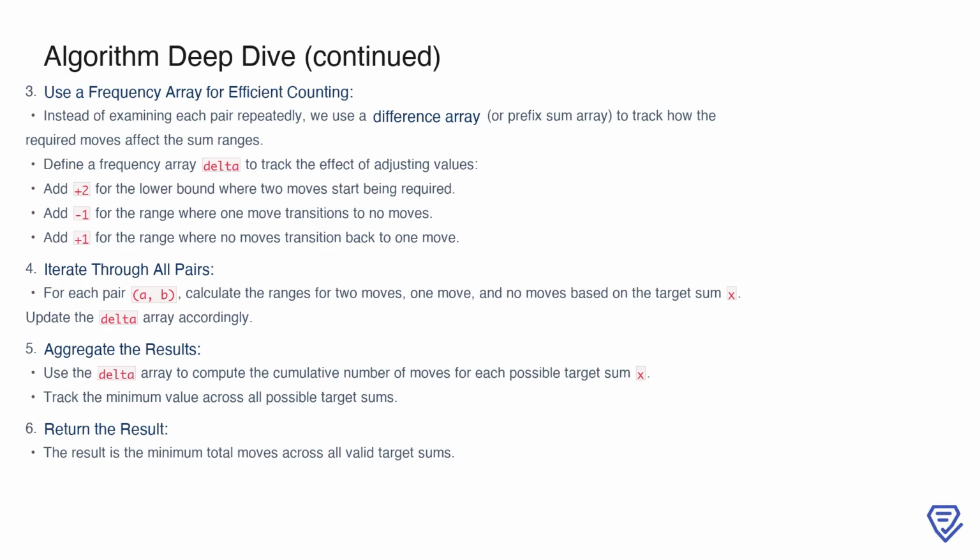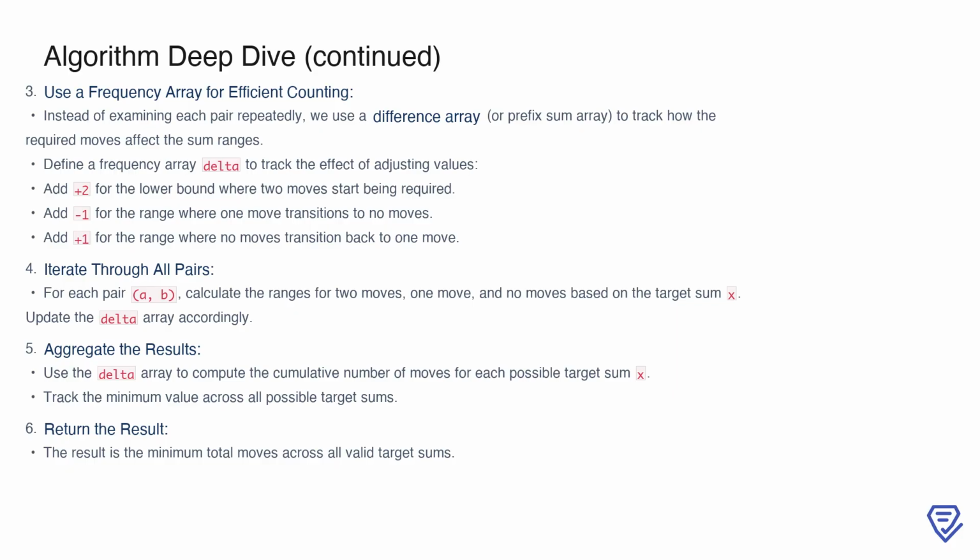To efficiently determine the number of moves needed, we employ a frequency array, also known as a difference array or delta array. This array helps us track how adjustments affect the ranges of sums. Instead of iterating repeatedly over all pairs, we update the delta array to reflect the impact of changes. Here's how it works. For a pair, A, B, we calculate the valid ranges for 2 moves, 1 move, and no moves based on the target sum x.